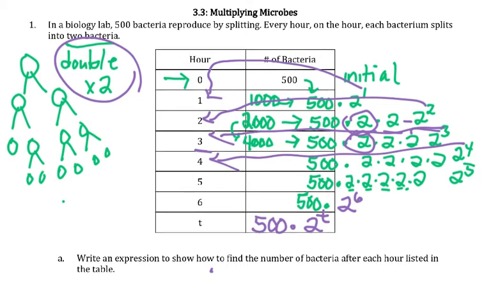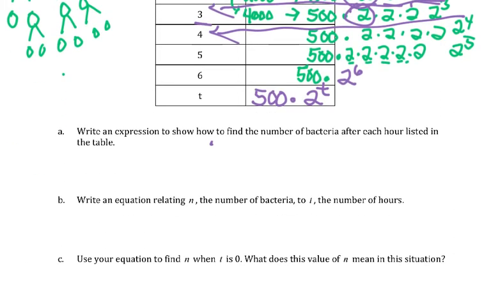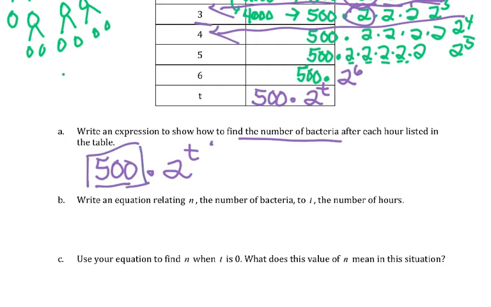All right, so we just did this expression, the number of bacteria after each hour. So what did I do? 500 times 2 to the power of t. 500 is what we started with. 2 is because I am doubling.